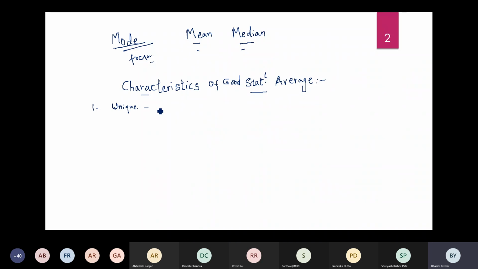Okay, well defined. Otherwise, suppose you have a data and you are calculating, suppose, average age. For what purpose you are calculating? From the same class you have to take the data. Okay, so that is the thing.